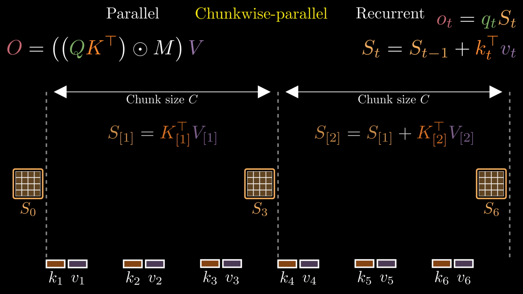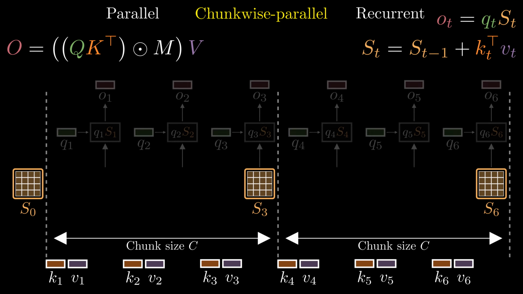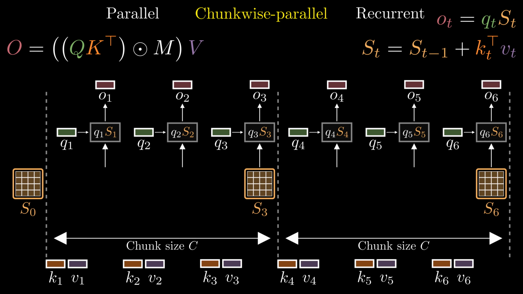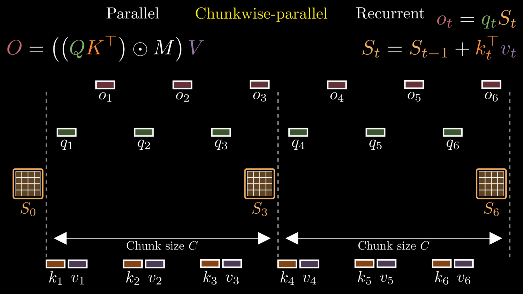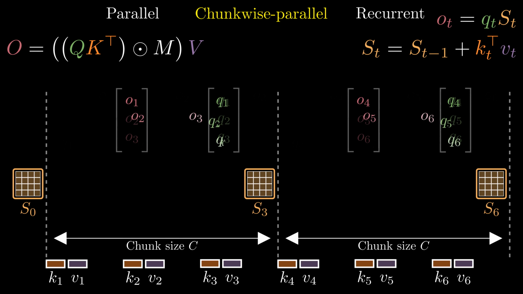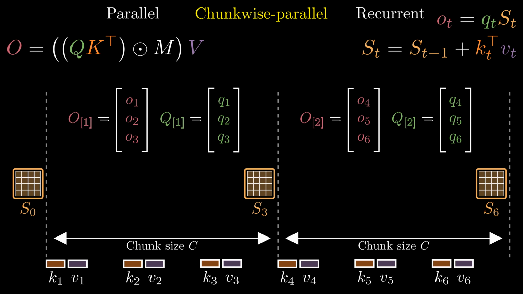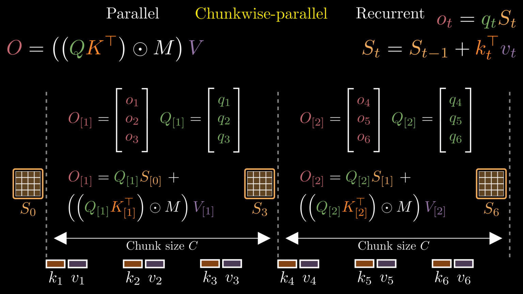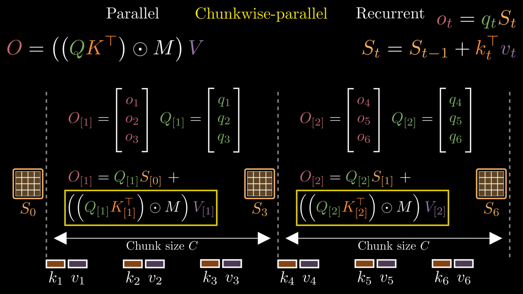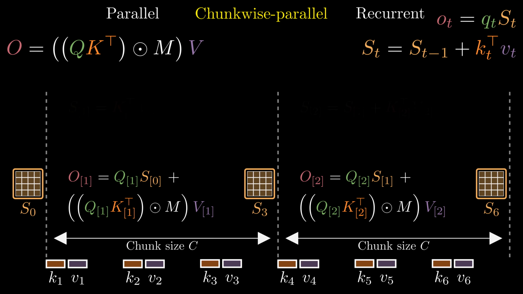For the output computation, we need to avoid materializing the state matrix at every step. Therefore, we decompose the output for each chunk into two parts. The first part accounts for the contribution from the hidden state from the previous chunk. This can be efficiently computed in parallel using the matrix multiplication of Q and S. The second part accounts for the contributions from the current chunk. Here, we leverage the parallel form for the output computation.